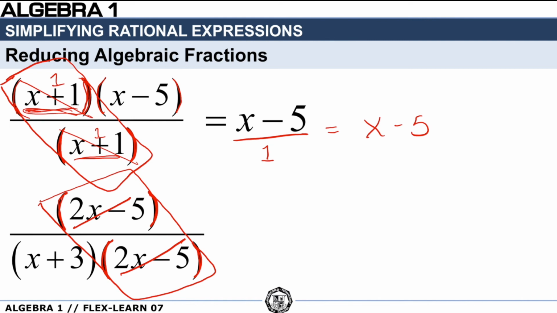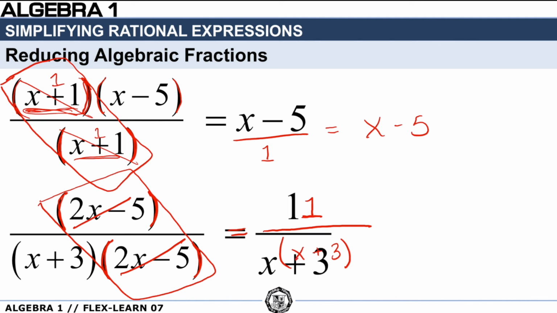Here is a big mistake a lot of people like to make. They like to just say that the answer to this is x plus 3. That is not true. You cannot forget this 1 that's up top here. All right? If x plus 3 is in the bottom, in your final answer, x plus 3 better be in the bottom. So the answer here is actually 1 over x plus 3.